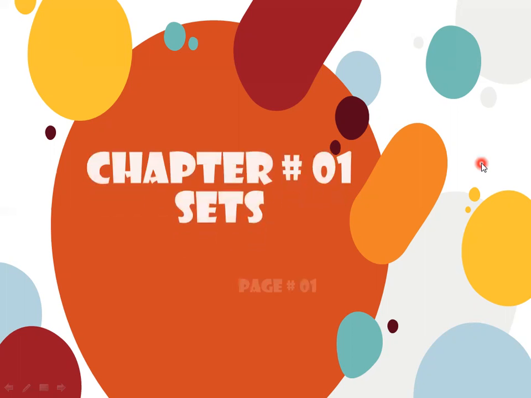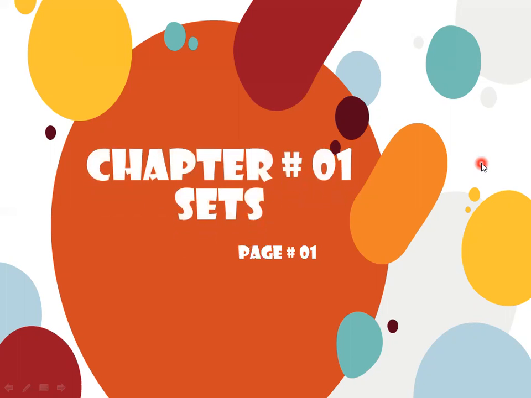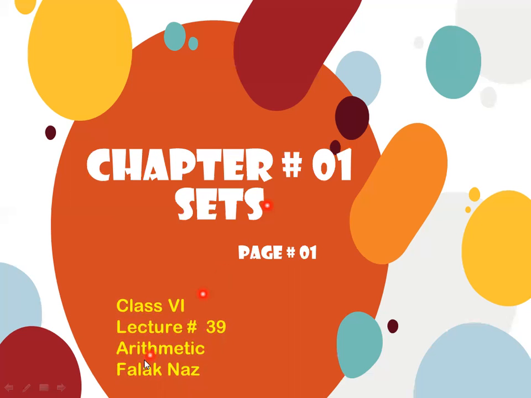Now, what we are going to start today is a new chapter, chapter number 1, sets. Okay, so basically this is chapter number 1, sets, but what you have to keep in your mind is that this chapter belongs to your arithmetic section, or you can say it belongs to the mathematics section. If you open your book, on page number 1, you can easily identify chapter number 1, sets. This is your overall lecture number 39, from the section arithmetic.